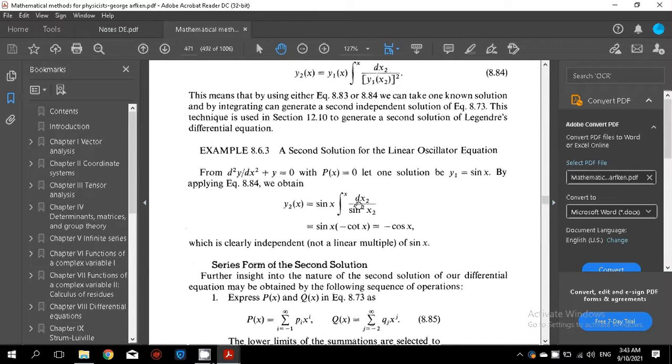So we have taken p(x) equal to 0, and then we have integrated this and we got the second solution. So sin x, the first solution, is used in the Wronskian integral formula, and we are successful in getting the second solution. So this is how this formula is established, and it gives us the second solution. Okay, so this is how we will get the second solution if it is not available from the series method.